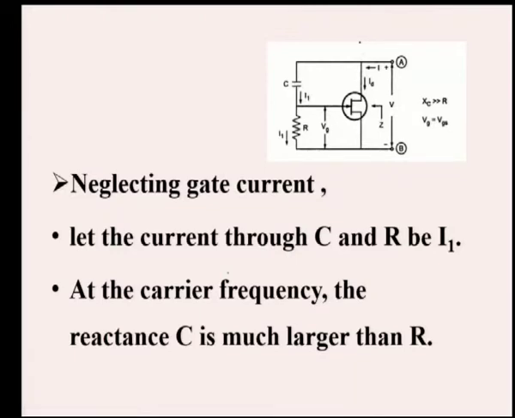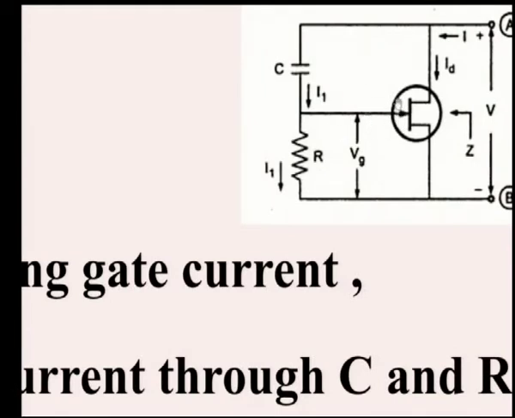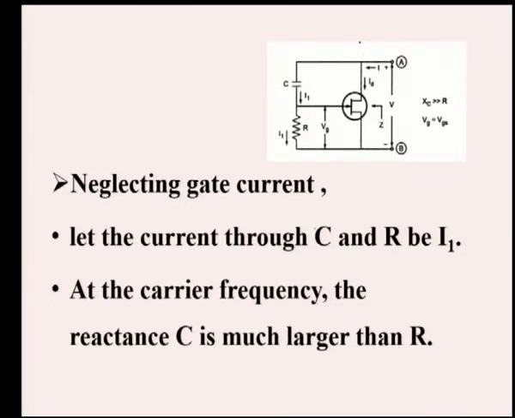Now, let us analyze. Here, neglecting the gate current, let us consider the current through this terminal is very minimum, or we can neglect the current. So, the current through the capacitance will be the same as the current through the resistance. At the carrier frequency, the capacitive reactance is much larger than R. So, based on these two assumptions, we are going to analyze this circuit.